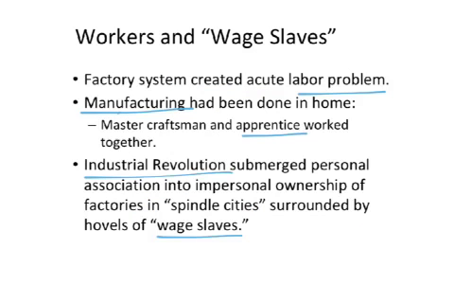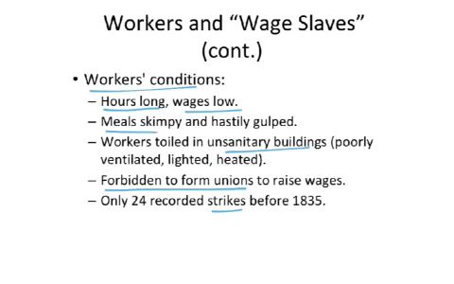The factory system created an acute labor problem as well, as manufacturing previously had been done in the home with master craftsmen and apprentices working together. The Industrial Revolution changed this personal association into an impersonal ownership of factories and made these really large spindle cities which were surrounded by lots and lots of what were called wage slaves.